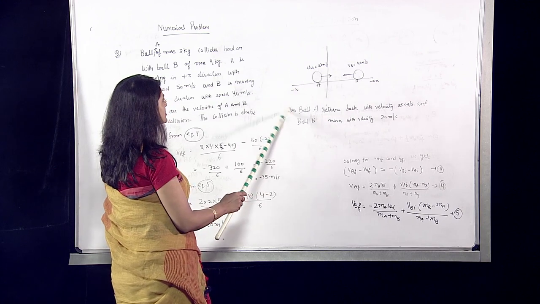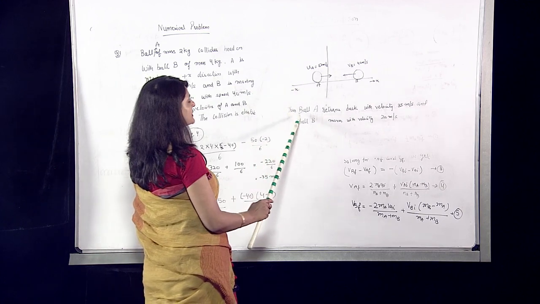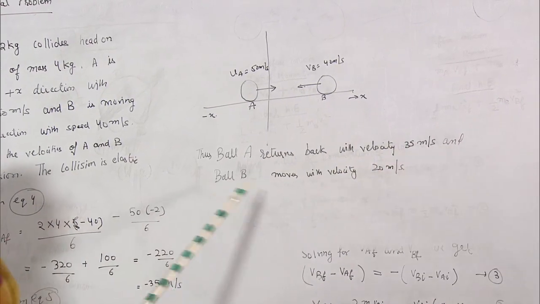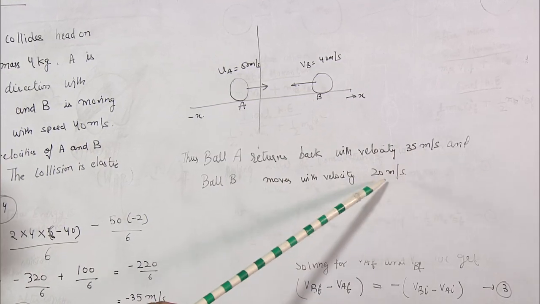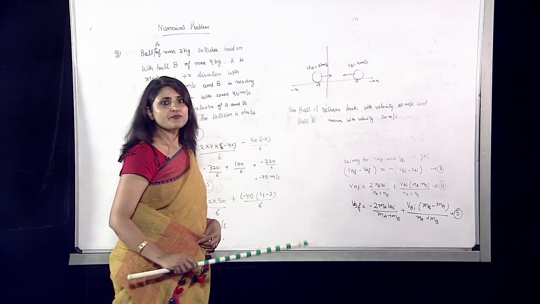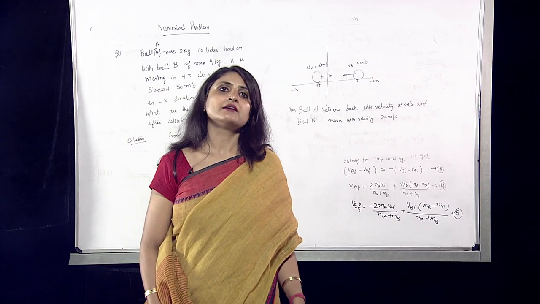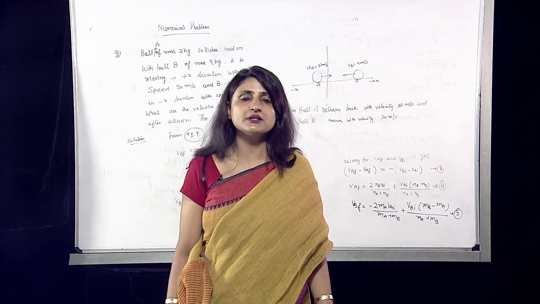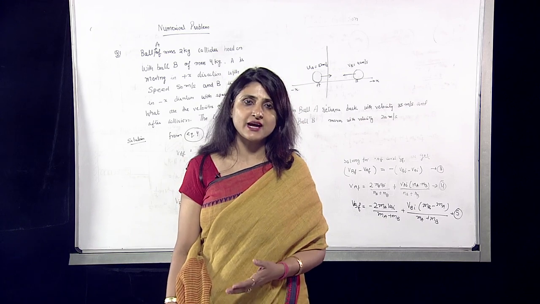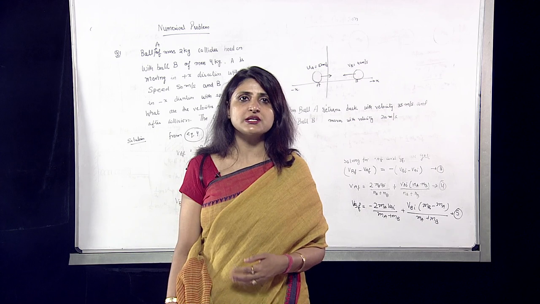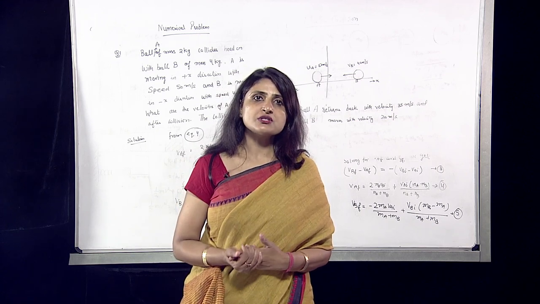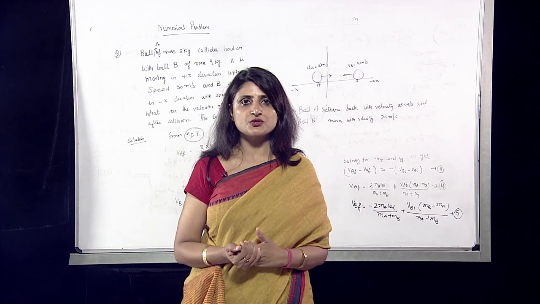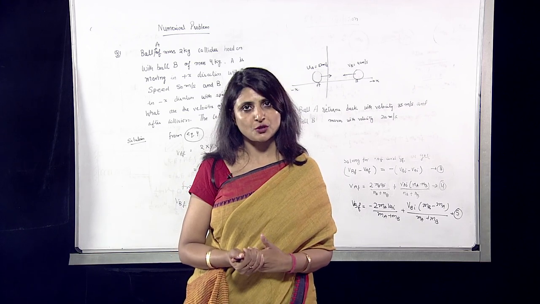So this numerical problem says that ball A returns back with a velocity 35 meter per second and ball B moves with a velocity 20 meter per second. So I hope you understand the value of elastic collision as well as inelastic collision that we encounter in our daily lives, and there is a decrease in the velocity. All the laws are being obeyed and still we have dissipative forces which come into play and there are differences in the velocities.